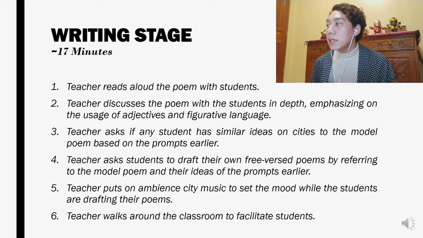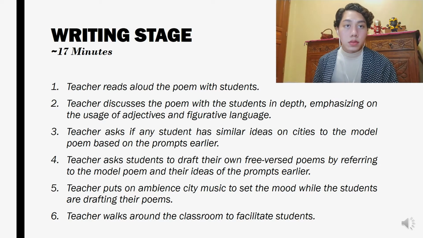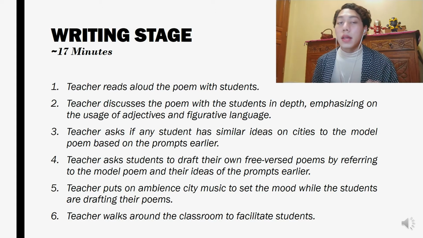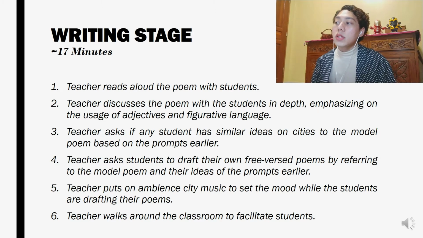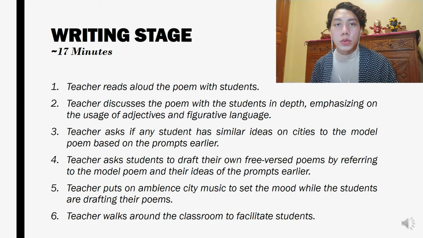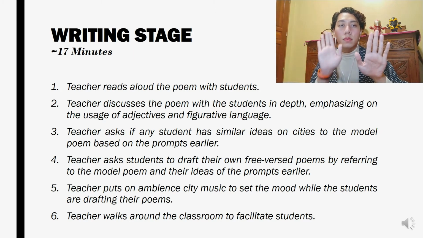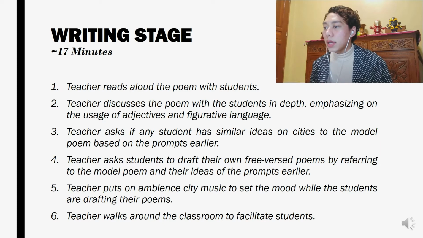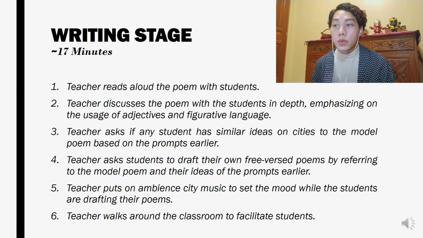So firstly, the teacher will read aloud the distributed poem with the students. Then the teacher will discuss the poem with the students in depth, emphasizing the usage of adjectives and figurative language. Then the teacher will ask if any student has similar ideas on cities to the model poem based on the prompts earlier. So the students need to compare their ideas and the model poem, to see if they have any similarities in terms of ideas. And the teacher will also ask students to draft their own free verse poems by referring to the model poem and the ideas of the prompts earlier.